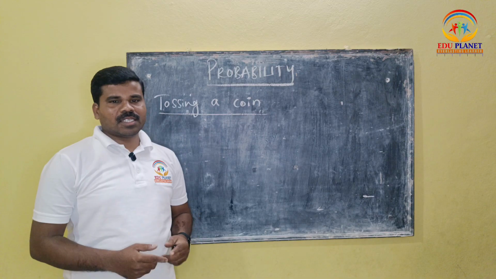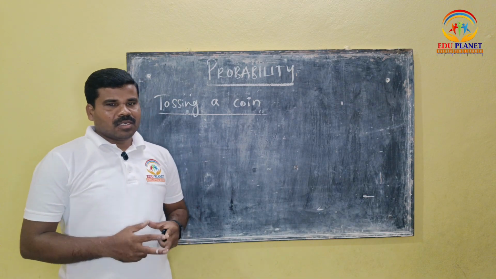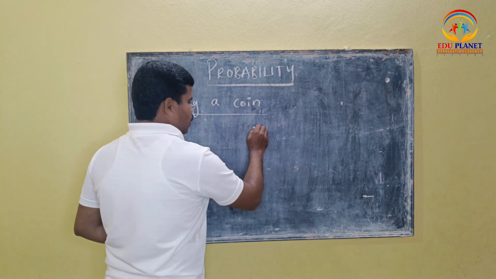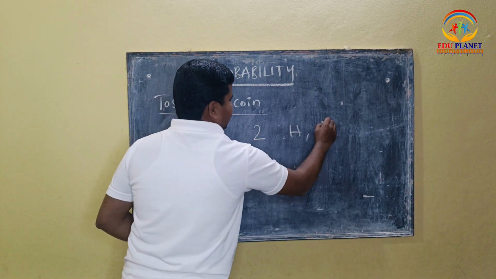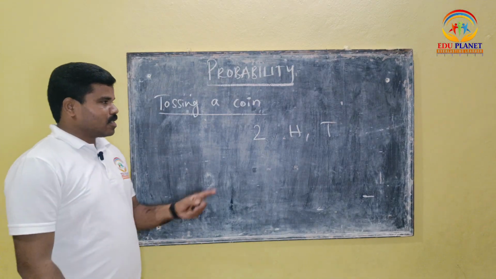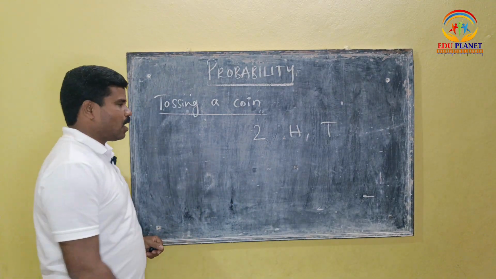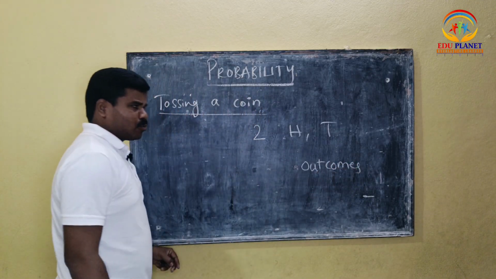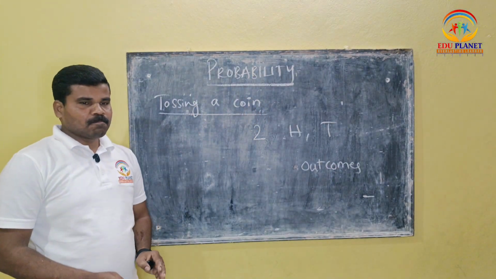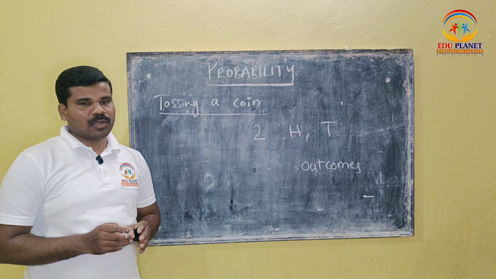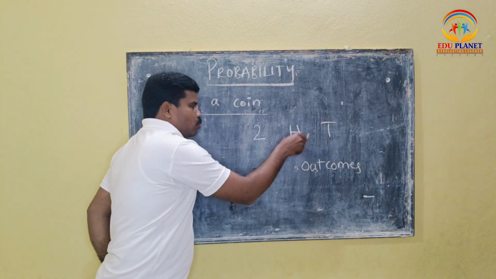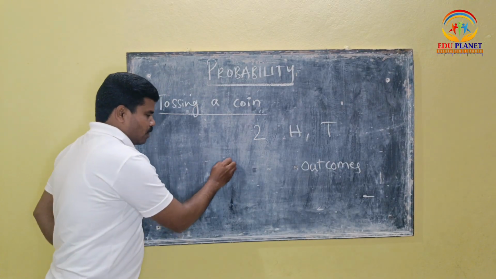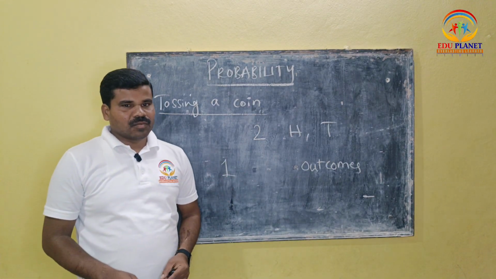Suppose you are tossing a coin. At the time, totally how many chances are you going to get? Yes, of course, two chances, right? One is heads, second one is tails. These total chances we have to call outcomes. And suppose I am looking for the calculation of getting heads only. So out of two chances, how many chances are there to get heads? Obviously one.